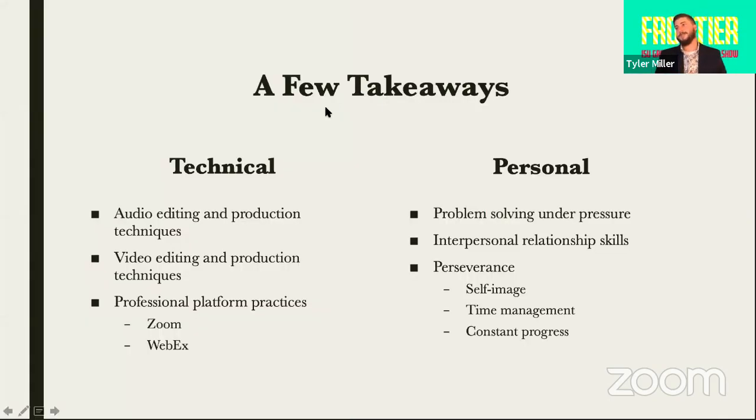So then a few takeaways. I split it into technical and personal because I feel like I developed skills in a lot of different areas. Technically, I learned a lot of audio and video editing techniques and production techniques that I didn't know about before, but they were super helpful in increasing the production value of everything. Whether it was making the audio that I recorded using my relatively cheap USB microphone, there are different techniques you can do to make it sound like it's professionally recorded, and that helped a lot, I think. As well as professional platform practices. I didn't use Zoom all that much before this semester, but I've used it a lot now.